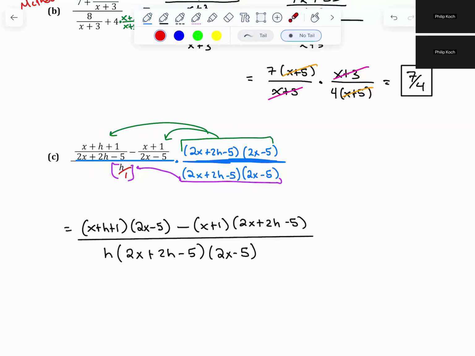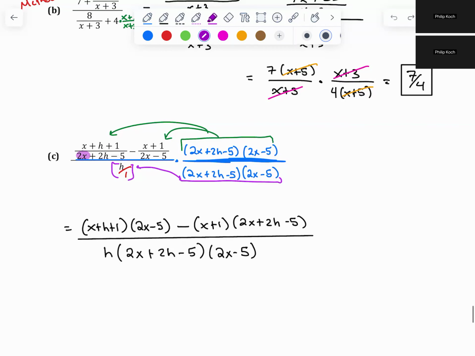Yes, JT. Okay, this might be a dumb question, but if I were to have done this, I would have thought that the LCD would have been just the 2x plus 2h minus 5. How come you have to add the 2x minus 5 if that is in the first equation too? Because it's right here. So it's because it's not the same thing. It's a completely different denominator.